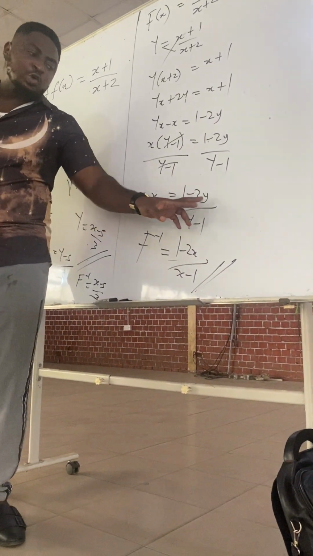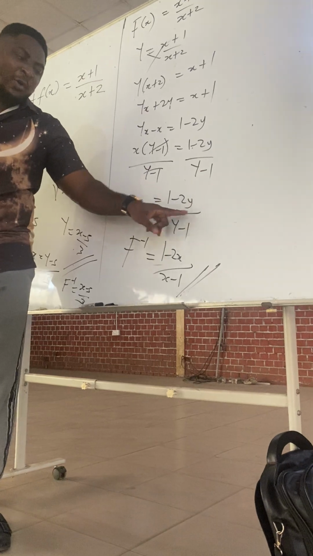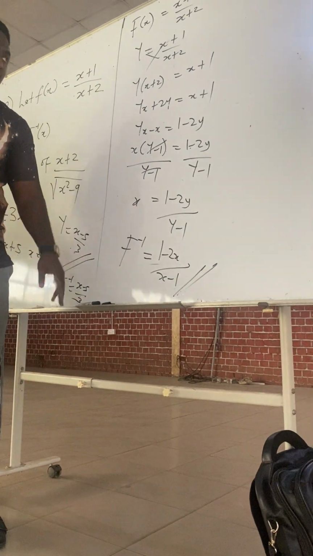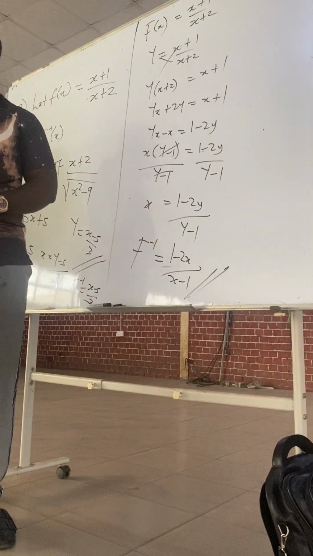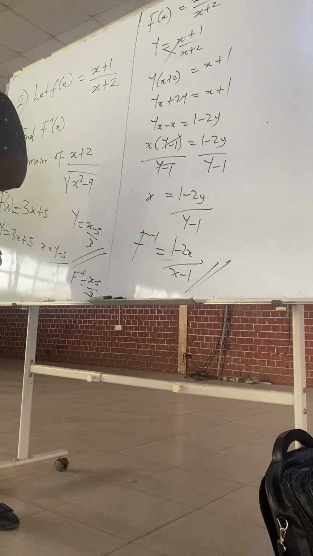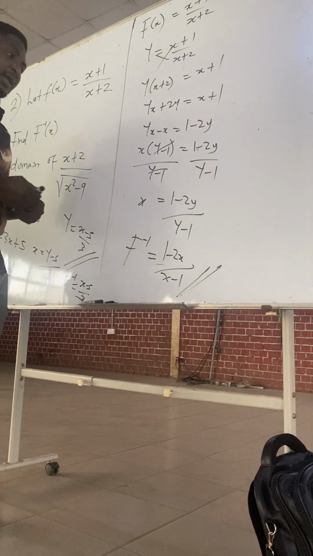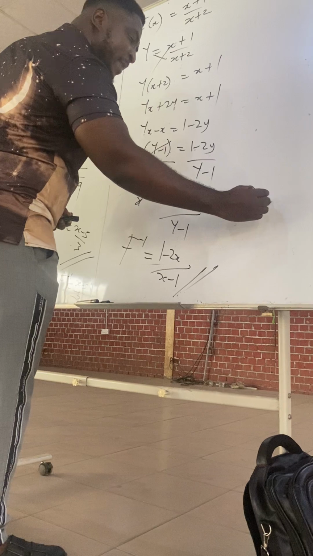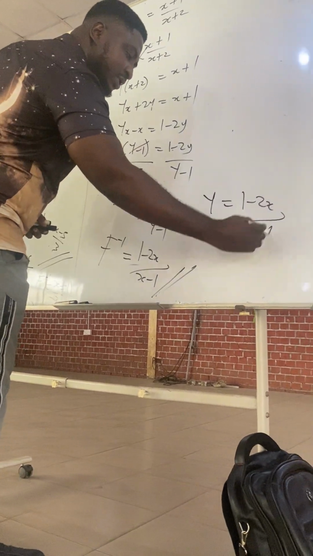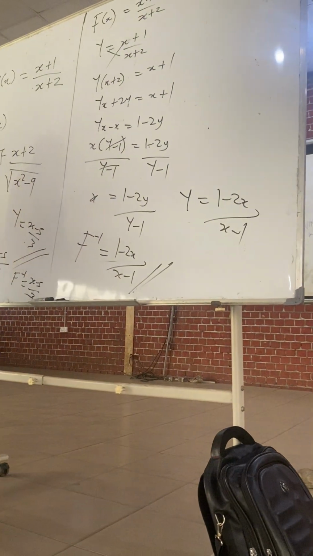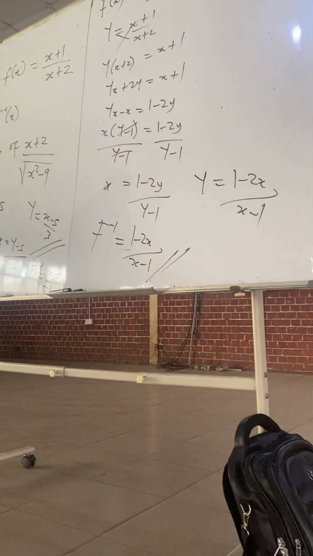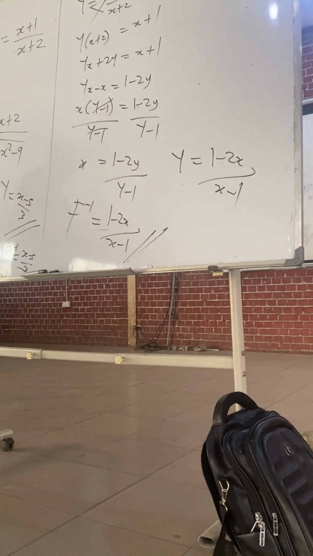If x is 1 minus 2y over y minus 1, anywhere you see y, put x. Anywhere you see x, put y. So that will be y equals 1 minus 2x all over x minus 1. Once you have done that, you've just gotten the inverse of the function.